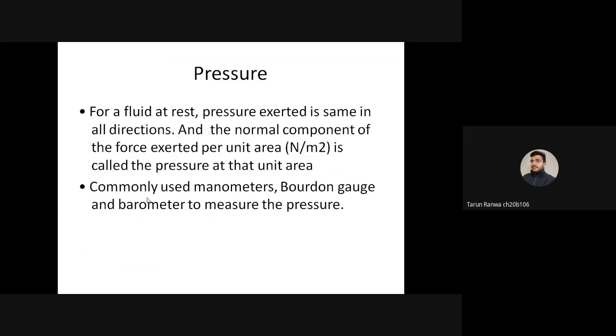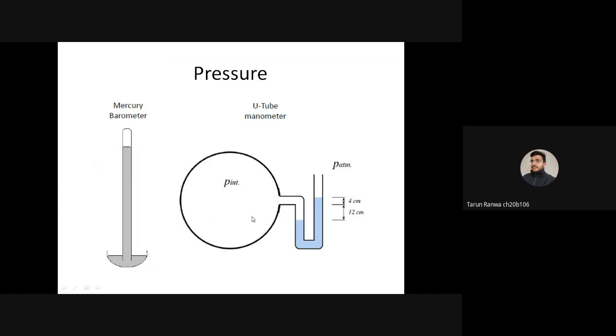The commonly used instruments to measure pressure are manometers, the Bourdon gauge, and the barometer. This is a mercury barometer, and this is a U-tube manometer. Here, the pressure at this end is equal to the atmospheric pressure, and this is P in, the pressure of the system that we are going to measure.